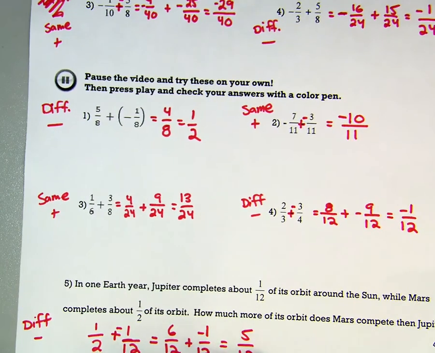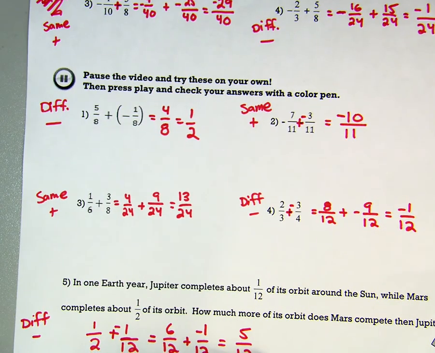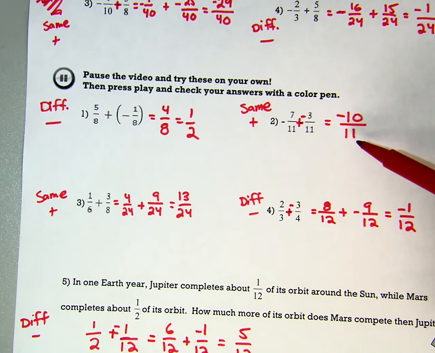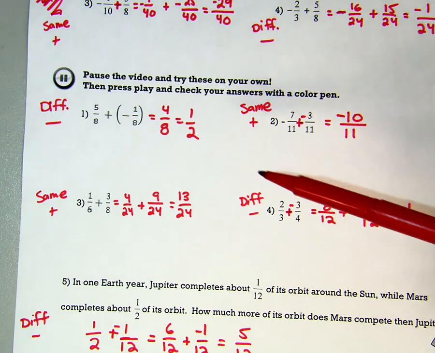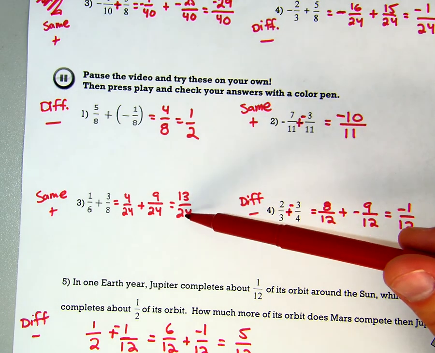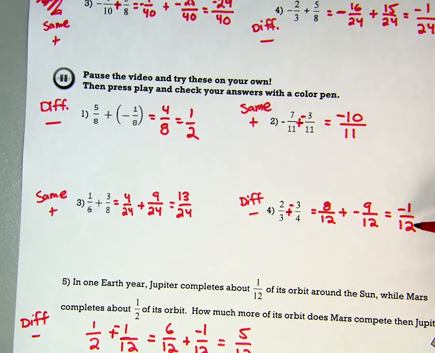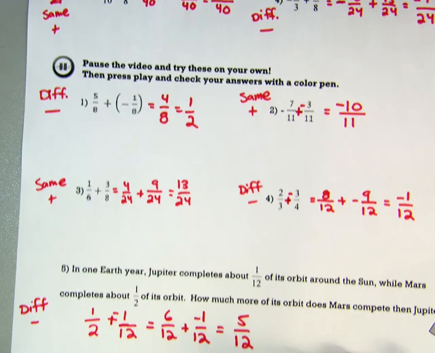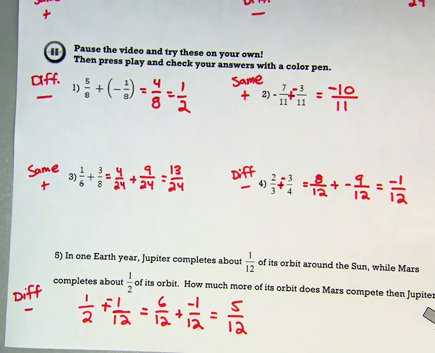The number 1, you should have got an answer and simplified it down to half. Number 2, negative 10 over 11. Number 3, 13/24. Number 4, negative 1/12. And then our last word problem here, number 5, we should have got an answer of 5/12. There is another sheet attached to this.